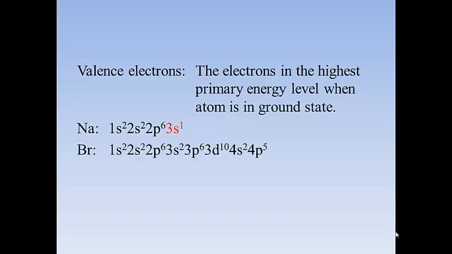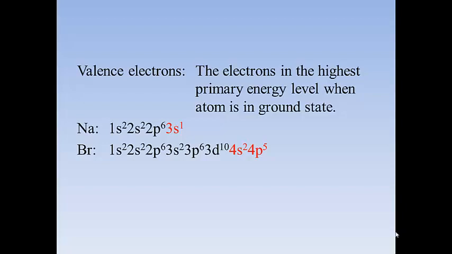Bromine, with this electron configuration, you notice that the highest energy level is 4. There are 2 electrons in the s orbital, 5 in the p orbital, a total of 7 in the highest energy level. Bromine has 7 valence electrons.